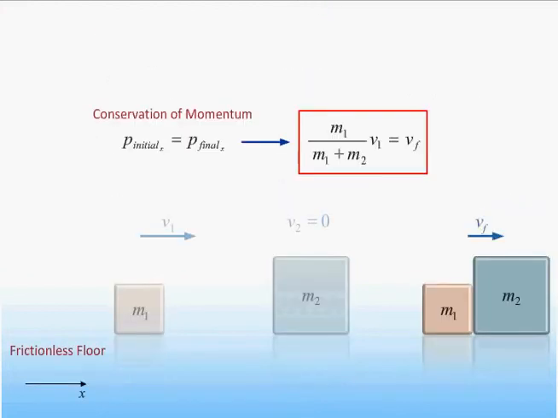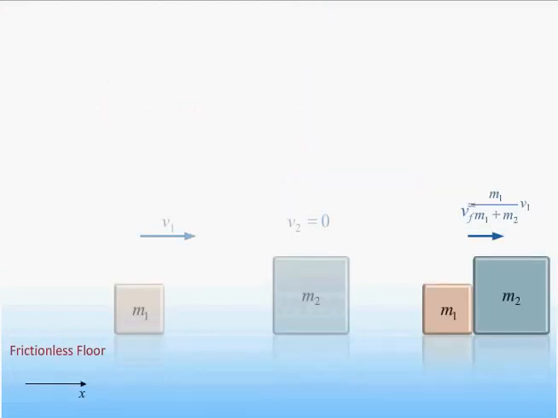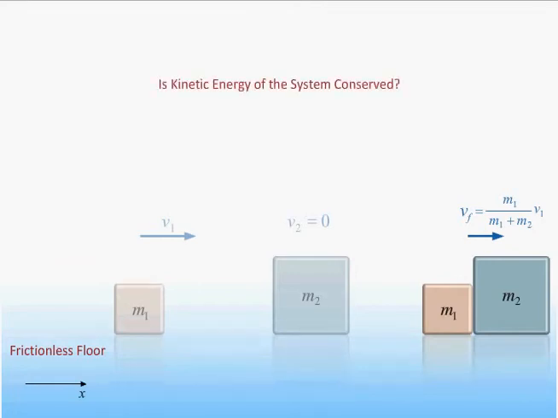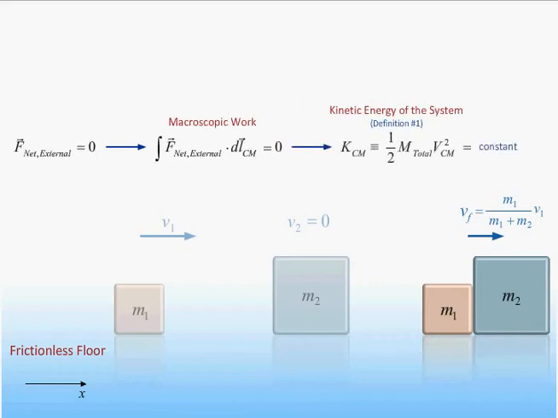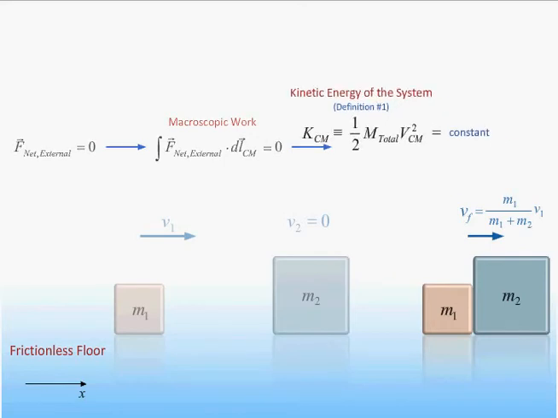We see that momentum is conserved in this collision, but what happens to the total kinetic energy of the system? Is that conserved also? Well, that answer depends on what we call the kinetic energy of the system. Certainly, if there are no external forces acting on the system, then there is no macroscopic work done on the system, and the kinetic energy of the system, defined as 1/2 the total mass times the square of the velocity of the center of mass, cannot change either.